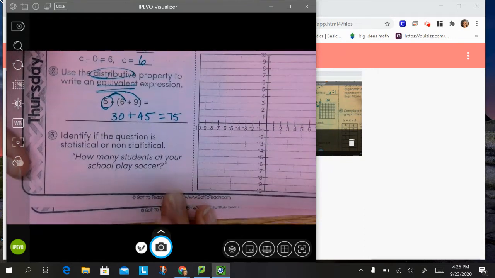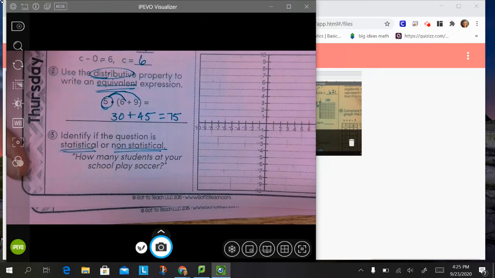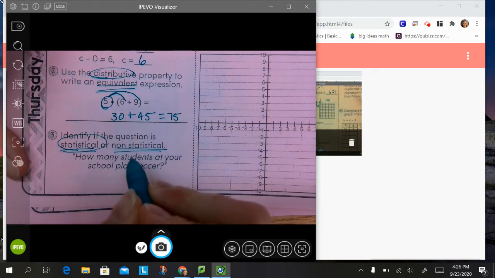All right, take a look at number 3. It says identify if the question is statistical or non-statistical. We've talked about what is statistical and not statistical before. Remember, statistical means that it's going to give you a lot of data, a lot of numbers, a lot of information where you can calculate maybe the most common, or the mode, or the average, the mean. It's going to give you information where you can pull numbers and data and report back on the information that you collected. Now, non-statistical is a little different.